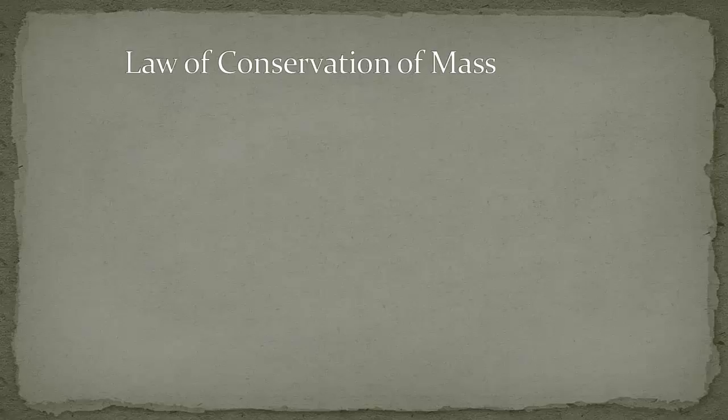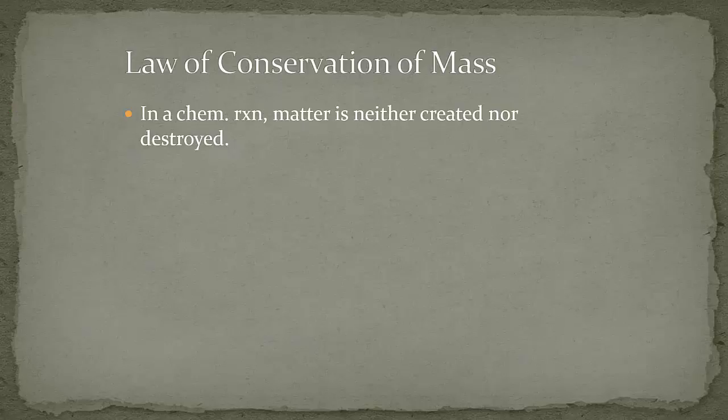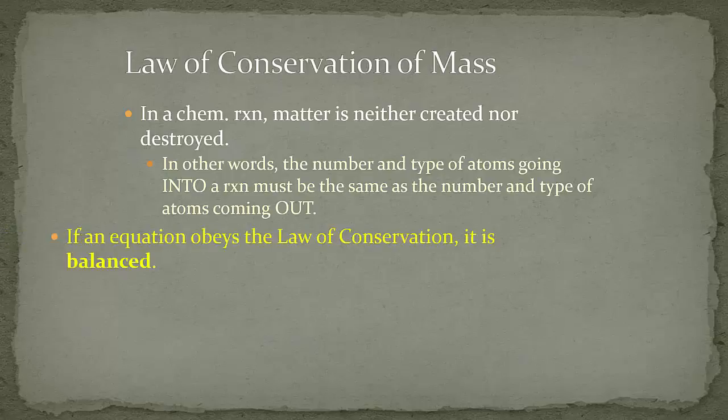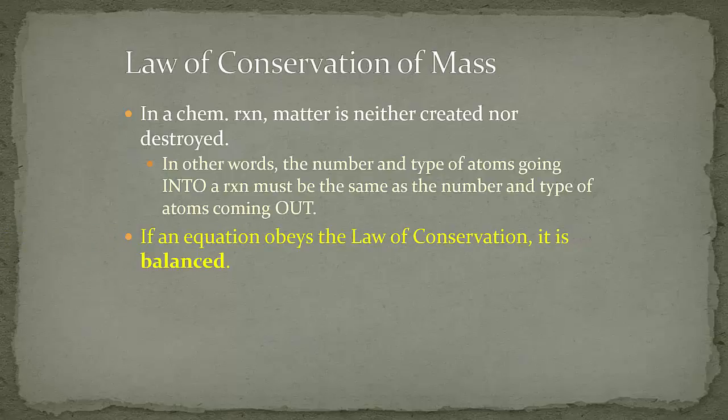The law of conservation of mass states that mass in an isolated system is neither created nor destroyed by chemical reaction or physical transformation. In a chemical reaction, matter is neither created nor destroyed. In other words, the number and type of atoms going into a reaction must be the same as the number and type of atoms coming out. If an equation obeys the law of conservation, it is balanced.